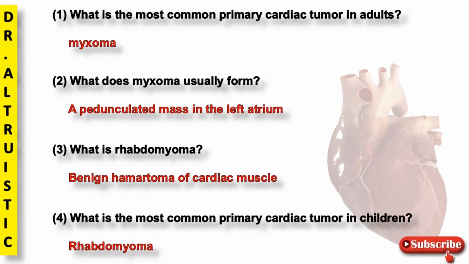1. What is the most common primary cardiac tumor in adults? Myxoma. 2. What does myxoma usually form? A pedunculated mass in the left atrium. 3. What is rhabdomyoma? Benign hamartoma of cardiac muscle. 4. What is the most common primary cardiac tumor in children? Rhabdomyoma.